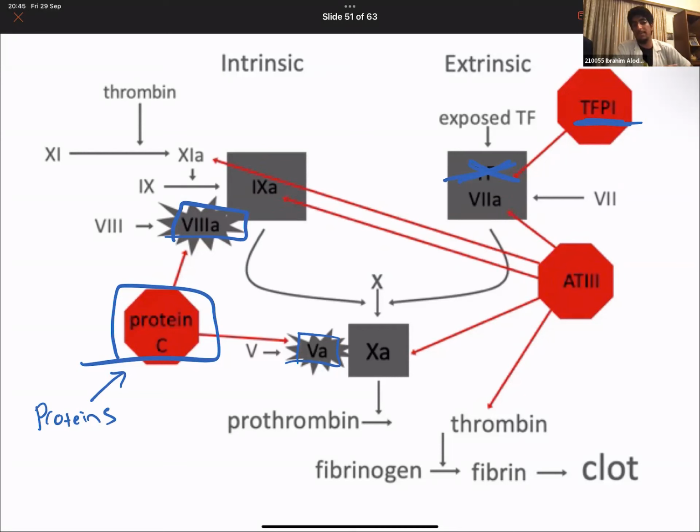Antithrombin 3 inhibits a lot of things. You don't really need to remember what antithrombin 3 inhibits. You just need to know that it's inhibiting a lot of things in the clotting cascade. But from this diagram, you can see that it's inhibiting activated factor 7. It's inhibiting activated factor 9. It's inhibiting activated factor 11. And it's inhibiting activated factor 10 and thrombin. So antithrombin 3, it's doing a lot. But what you really should remember is tissue factor pathway inhibitor and protein C. Those are the two key ones you need to remember for your exam.